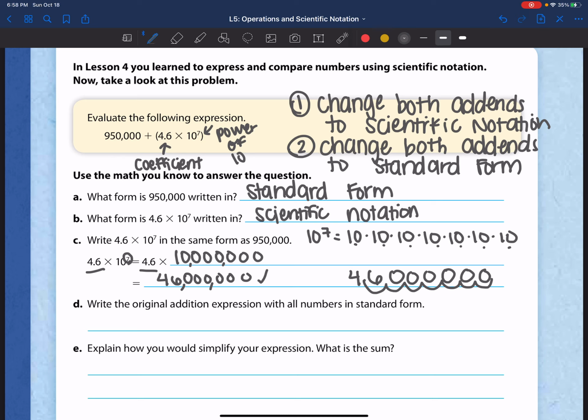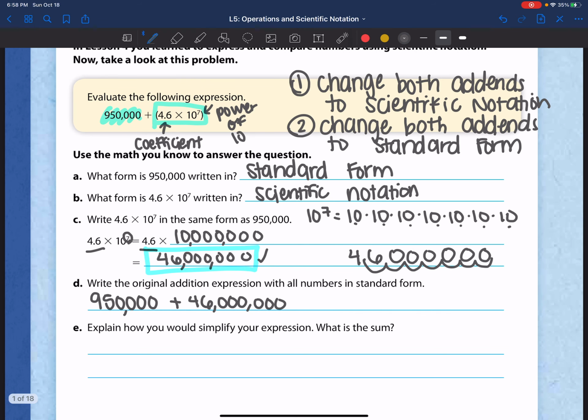D, write the original addition expression with all numbers in standard form. So now let's rewrite this one. Our 950,000 is already in standard form. So we have 950,000 plus 4.6 times 10 to the 7th power. We rewrote that and said that it's equivalent to 46 million. So we'll go ahead and write that here, 46 million. Okay. And they said just the expression, so we don't have to solve it right now.